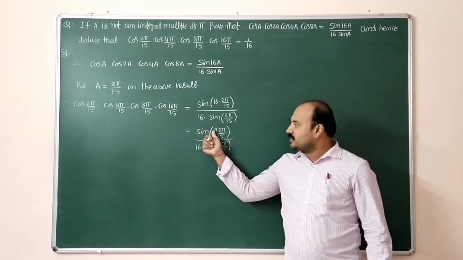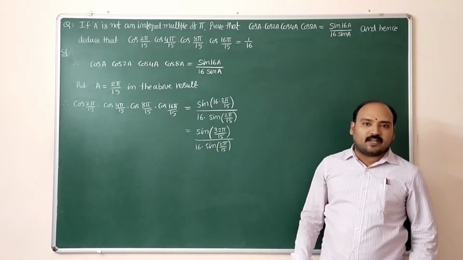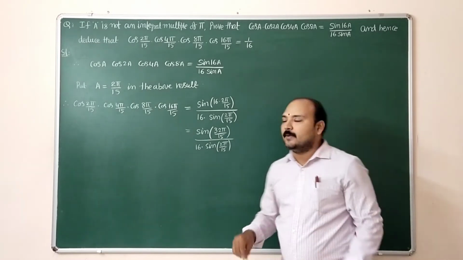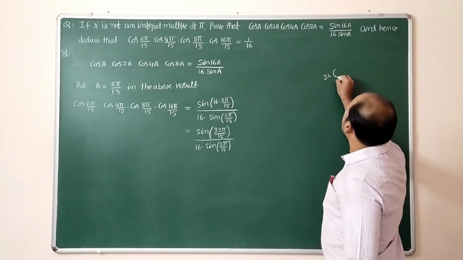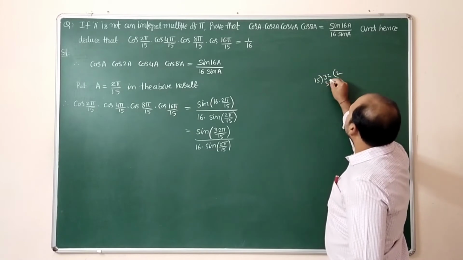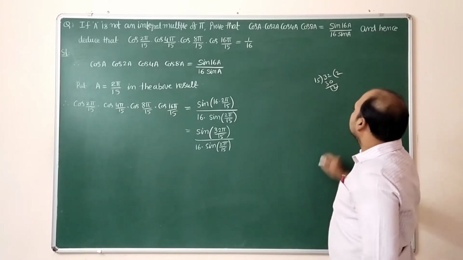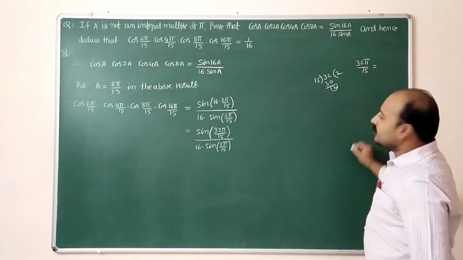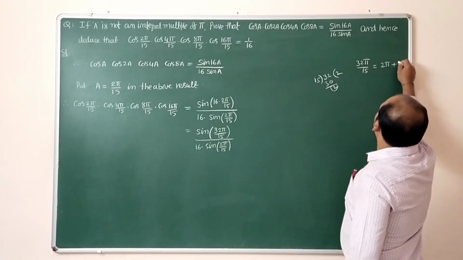Observe carefully, 32 divided by 15 is there. So how many times is 15 going to divide 32? 15 twos are 30, so 2 is the remaining. So we can write 32 by 15 as 2 pi plus 2 pi by 15.